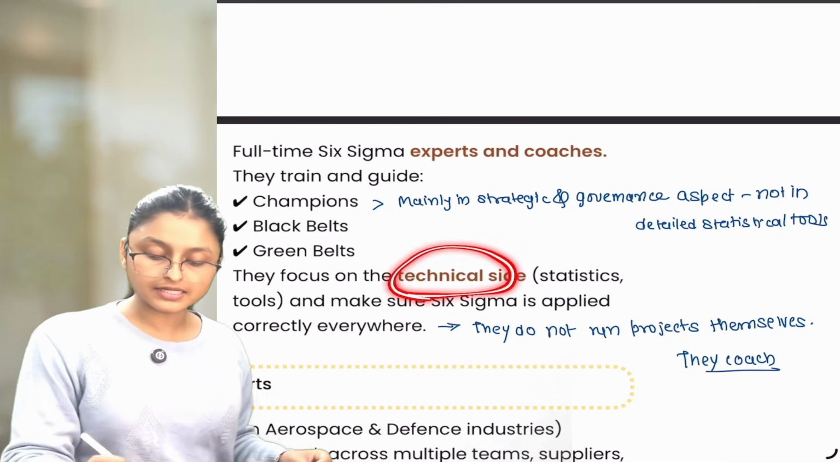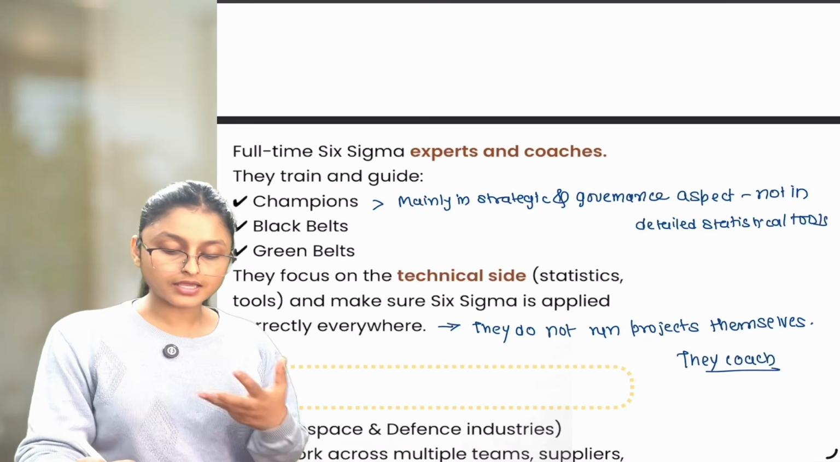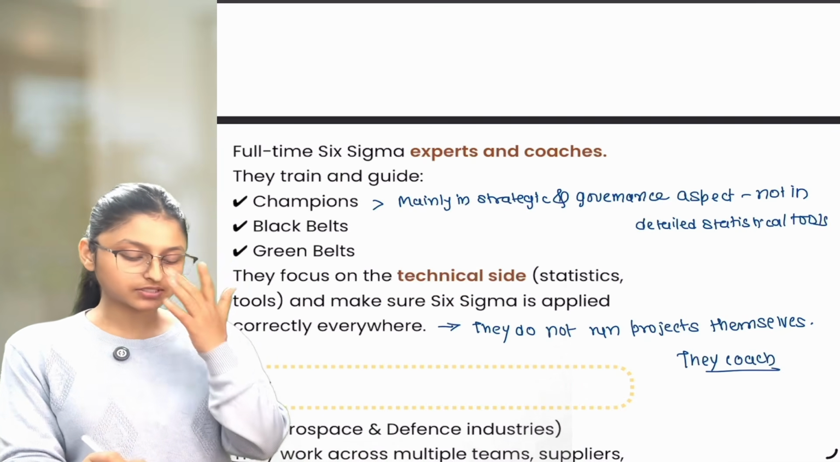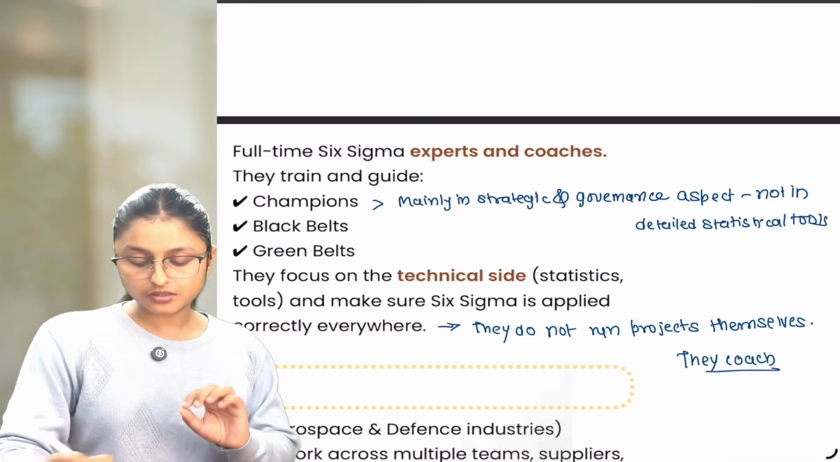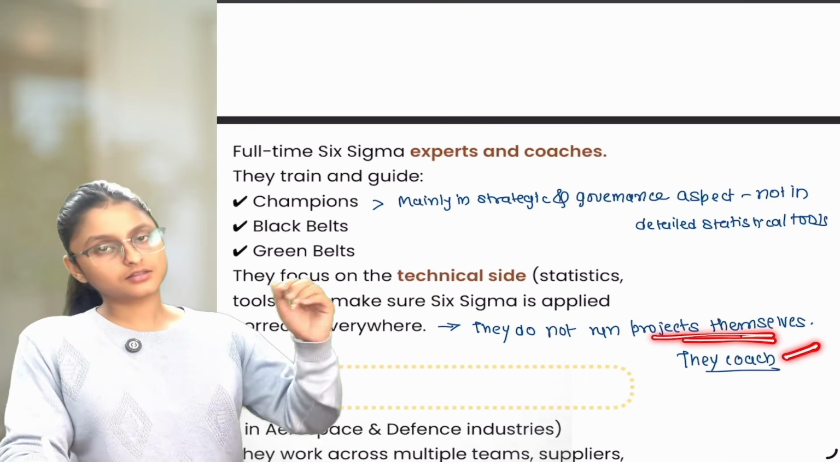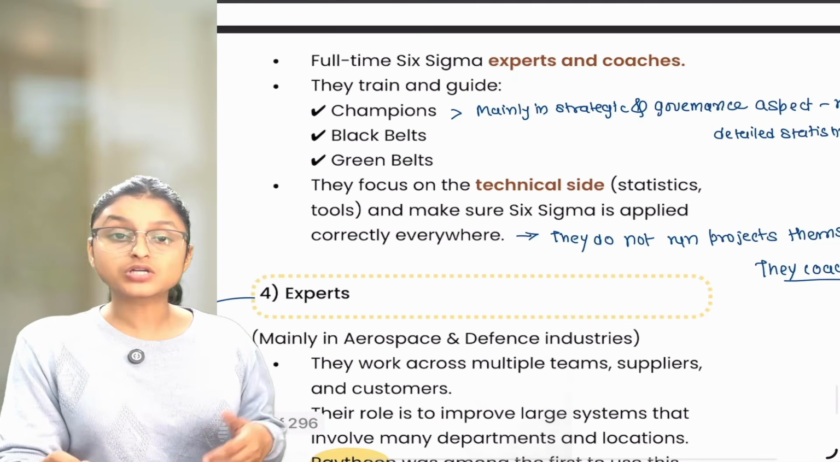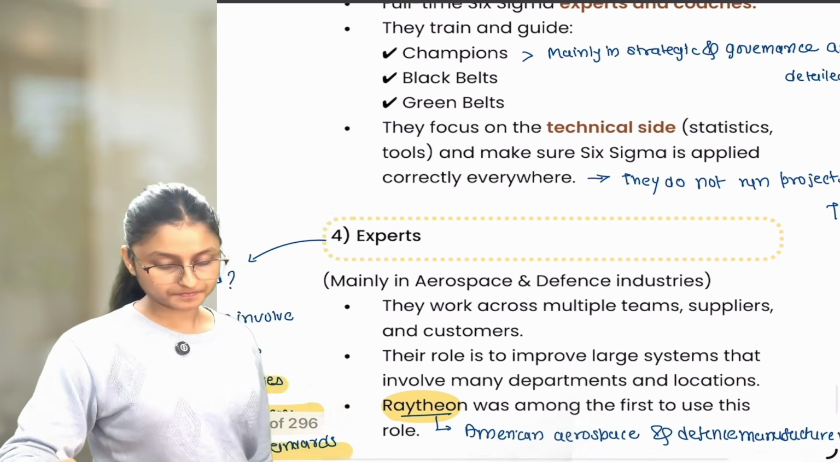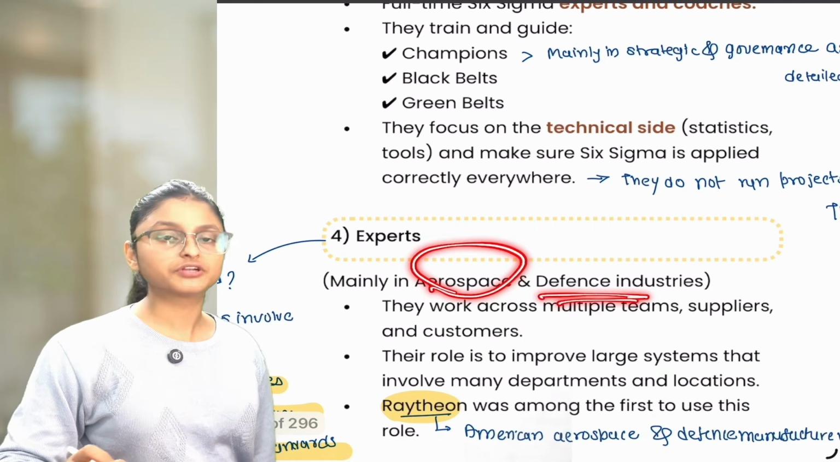They focus on the technical side like statistical tools. They are going to teach these tools to black belts and green belts and make sure Six Sigma is applied correctly everywhere. They do not run projects themselves. They just coach or guide the black belts and green belts about how to apply or implement Six Sigma in the organization.